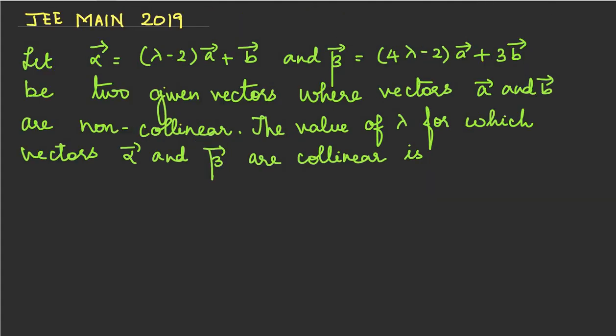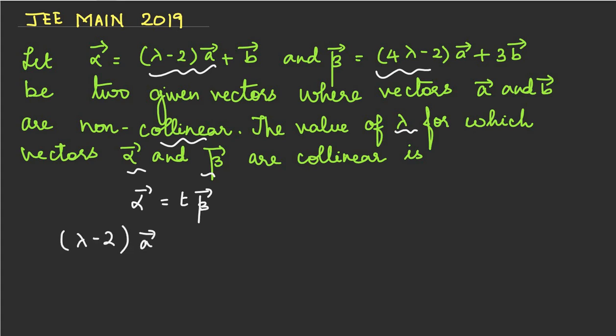Let us solve a problem. Alpha vector and beta vector are given, and they are non-collinear. To find the value of lambda for which alpha and beta are collinear. Since alpha and beta are collinear, we can write alpha is equal to a scalar times beta. Alpha, we know the vector, that is lambda minus 2 into A vector plus B vector is equal to t times of 4 lambda minus 2 into A vector plus 3B vector.